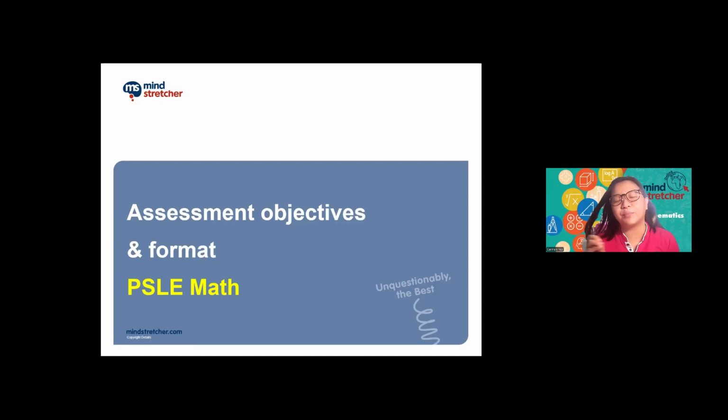Assessment, what is the purpose of your exam paper, your PSLE? They actually split the assessment into 3 different objectives. Okay, there are 3 different main things that they want you to test on, right?